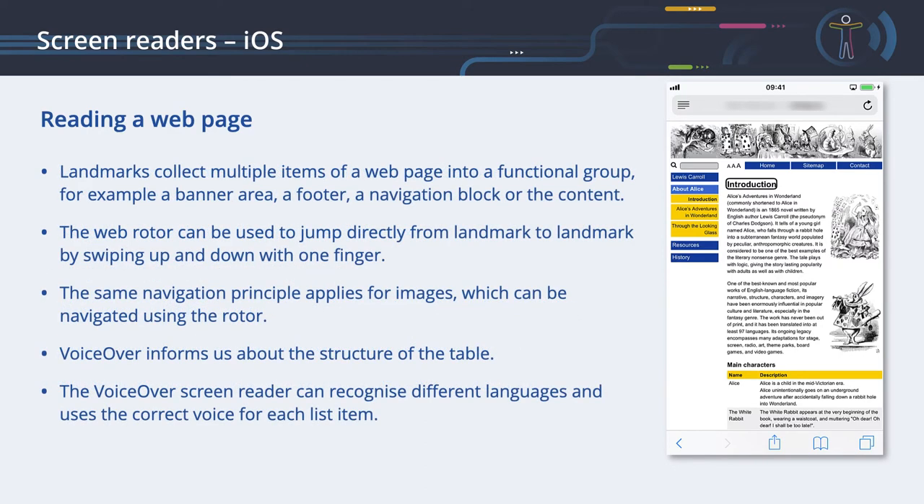When a web page is designed with accessibility in mind, it offers landmarks, headings, alternative descriptions for images, and so on. Landmarks collect multiple items of a web page into a functional group. For example, a banner area, a footer, a navigation block, or the content. The web rotor can be used to jump directly from landmark to landmark by swiping up and down with one finger.